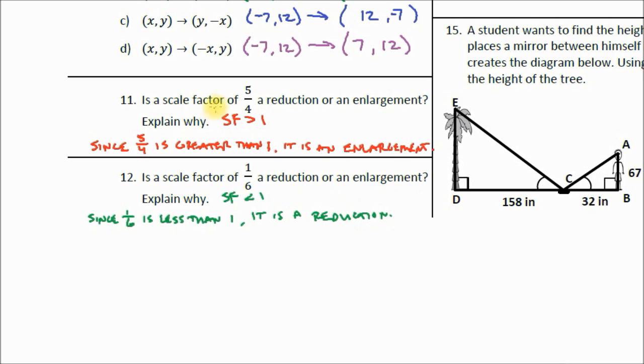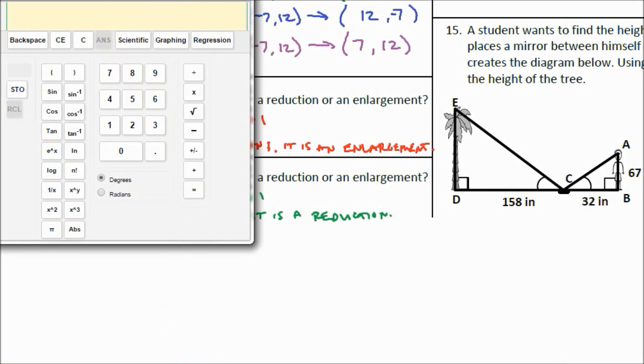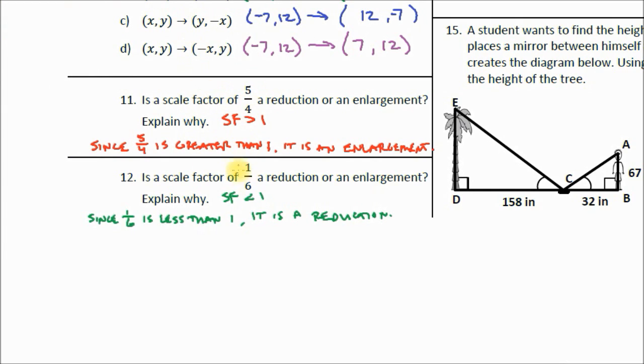Now class, if you're having a hard time seeing that 5/4 is greater than 1, just plug it in your calculator. 5 divided by 4, and you see that is definitely greater than 1. For the next one, 1/6, you just do 1 divided by 6, and you'll see that turns out to be a decimal that is clearly less than 1. So if you have a hard time seeing whether numbers are greater or less than 1, just divide them out in your calculator.